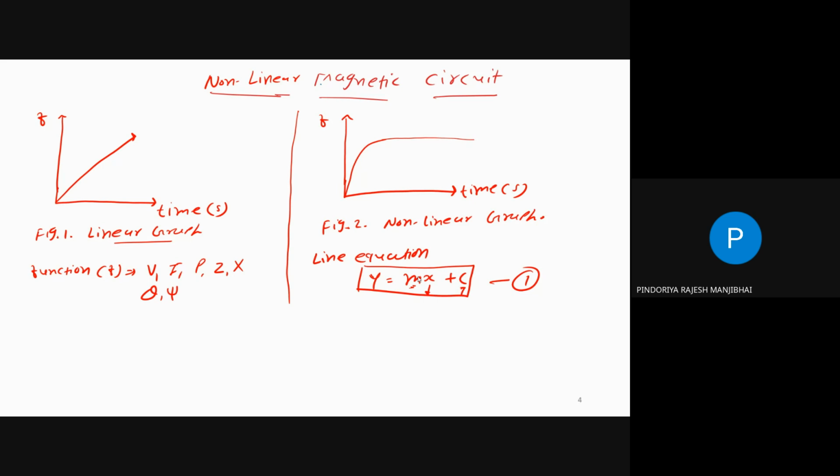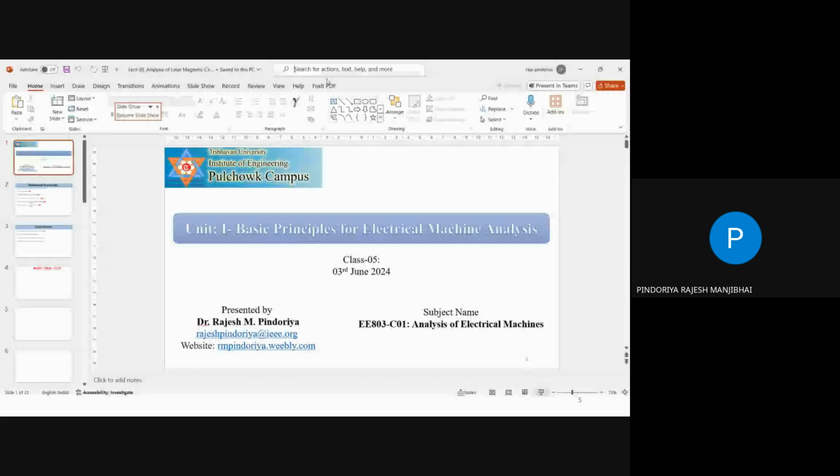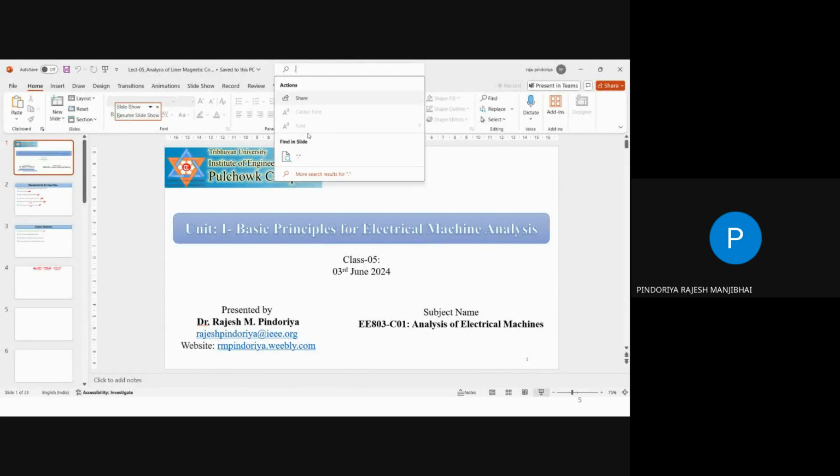Now the main thing is the magnetic circuit, because this subject is about magnetics, correct? So how can we relate this to the non-linear magnetic circuit? Just one minute.